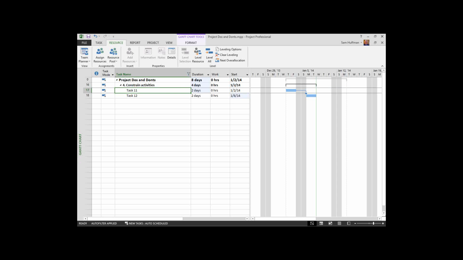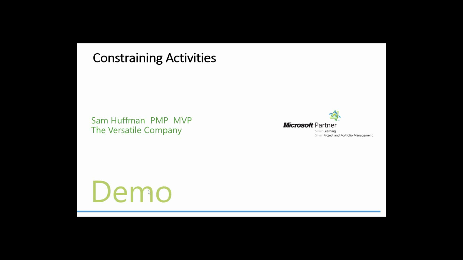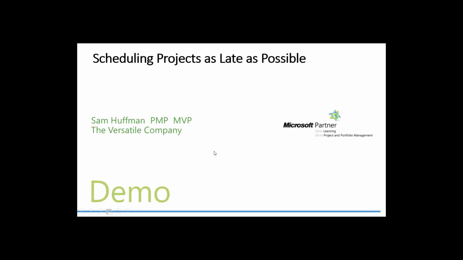Let's see what's next on our hit list here. Oh, here's one of my favorites. This is scheduling projects as late as possible. Now, when I say as late as possible, I mean to a specific date. Many of you have managers or are managers with a delivery date for your project. You may not know all of the tasks yet in the project, but you know some of the tasks in the project. And you just know that you gotta hit a specific date.